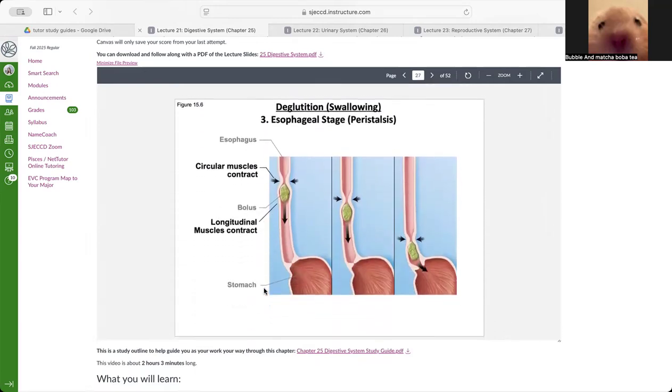We have the esophageal stage, right? This is peristalsis. This is the swallowing part. There's a circle of muscles that go around the esophagus, and they're going to contract and push the bolus of food towards your stomach. The last thing that happens is the lower esophageal sphincter must open. And if the stomach's not ready, the lower esophageal sphincter will remain closed and prevent the bolus from entering your stomach until it is ready.